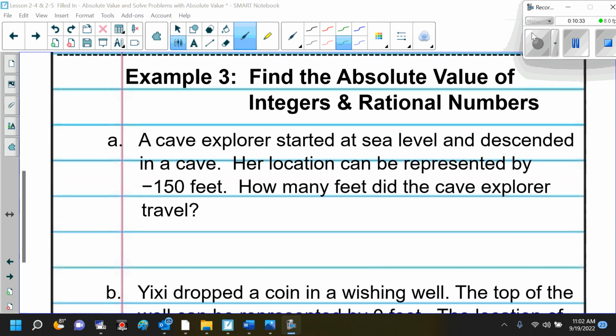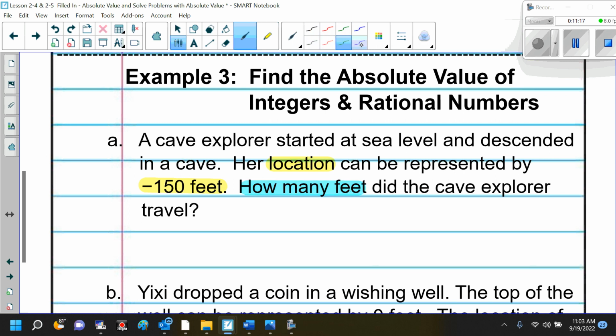All right, so example 3 is find the absolute value of integers and rational numbers. So for the first one, it says a cave explorer started at sea level and descended in a cave. Her location can be represented by negative 150 feet. How many feet did the explorer travel? So what's the important information we're going to write down? So her location is at a negative 150 feet. That's the location. And we want to know how many feet did the cave explorer travel.